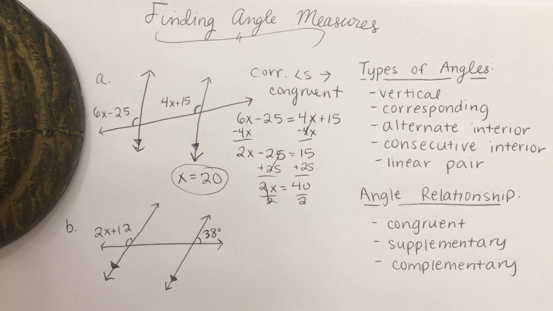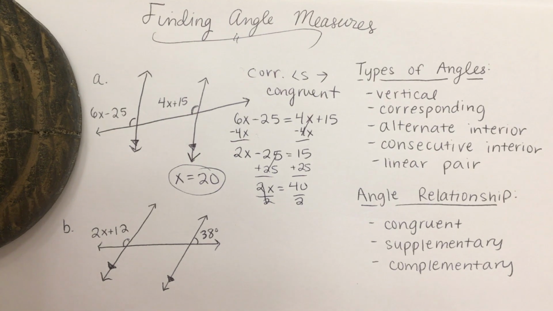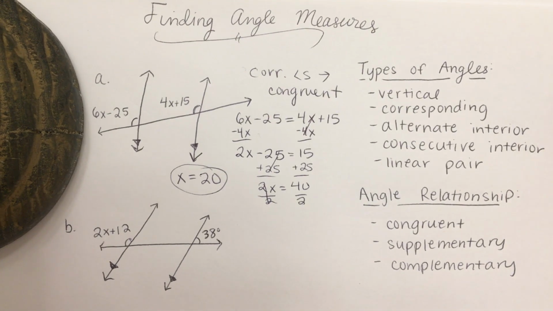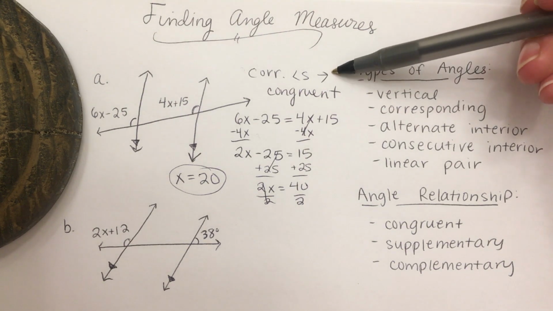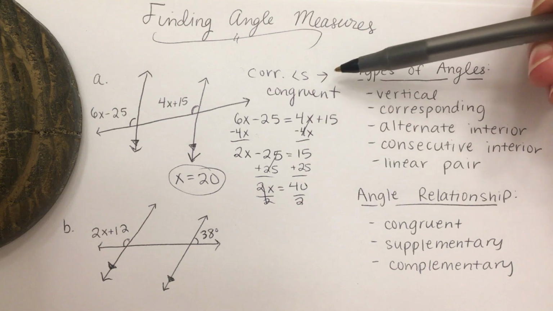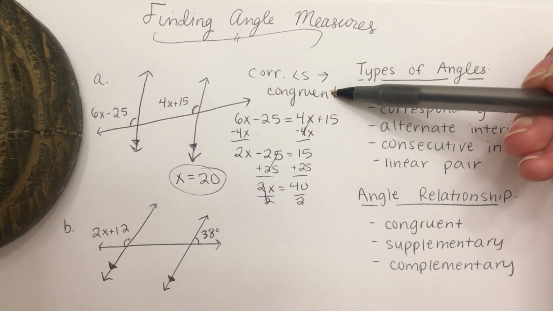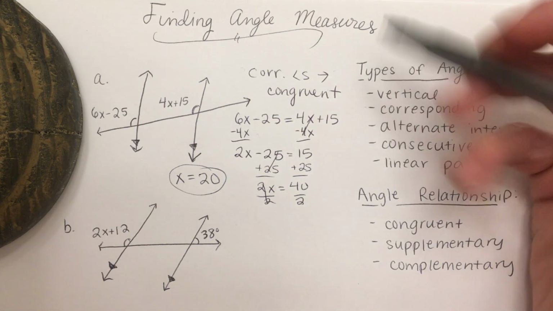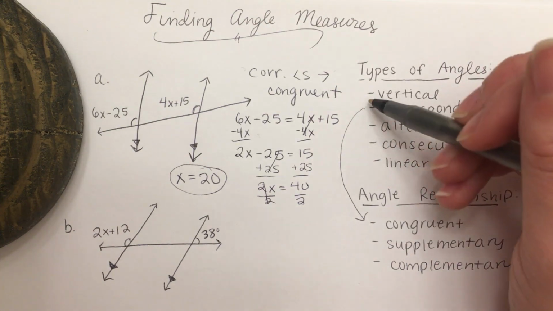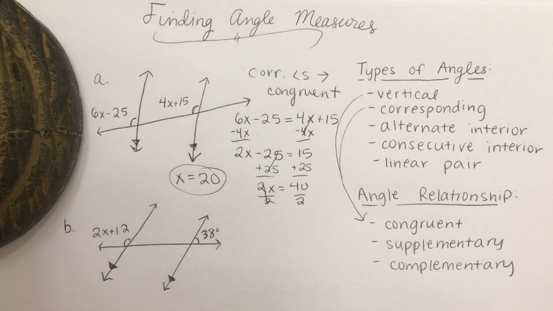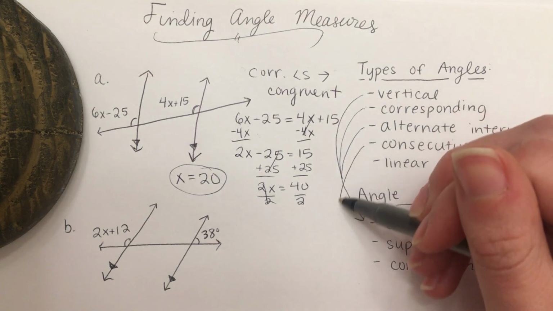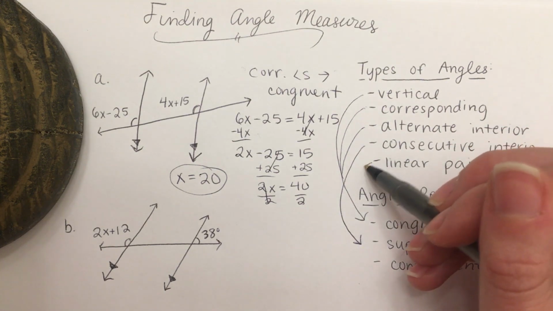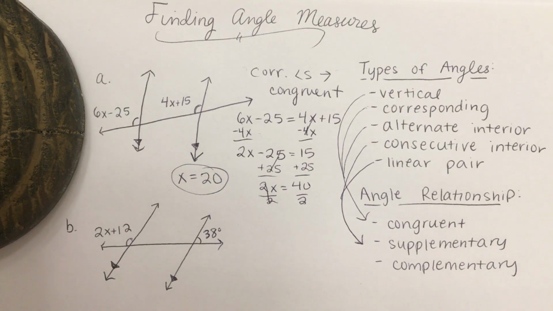So again, that is what is involved from start to finish for these types of problems. Again, please do not try to set up your equation just based on looks or what you think. Start with what type of angle it is, and based on the type of angle, what kind of relationship it is going to have. So corresponding angles, for example, will always be congruent. Vertical angles will always be congruent. Alternate interior angles will always be congruent. Again, that's if the lines are parallel. And then the consecutive interior angles are going to be supplementary, and linear pairs are also going to be supplementary.